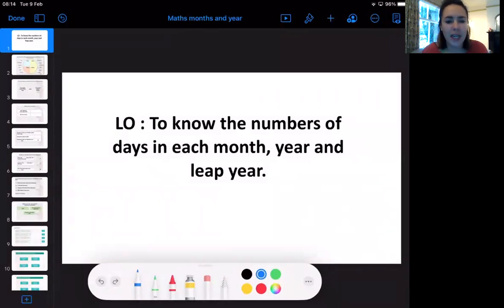Our learning objective today is to know the numbers of days in each month, year, and leap year. You will need to have a pencil and a piece of paper. As we go through the video, there will be times to pause it and have a think and a reflect and have a go at answering some questions. I'll also be showing you how to answer the questions, what process you should use.